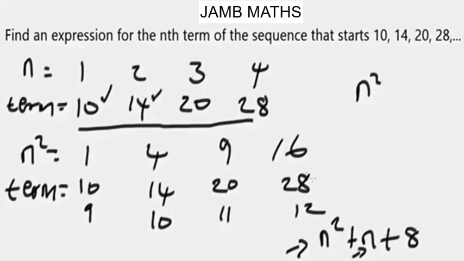Now when n is 3, 3 square gives us 9, 9 plus 3 gives us 12, 12 plus 8 gives us 20. It's valid for this one. Now when n is 4, 4 square is 16, 16 plus 4 is 20, 20 plus 8 is 28. So it's valid for each of the terms, which means this expression is correct. This is basically how you can find the nth term expression for a quadratic sequence.